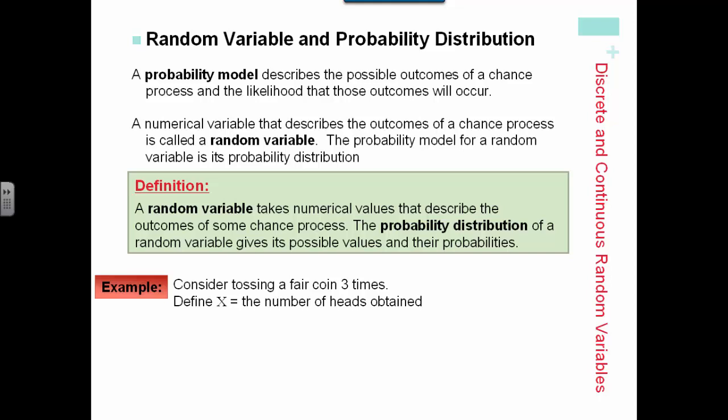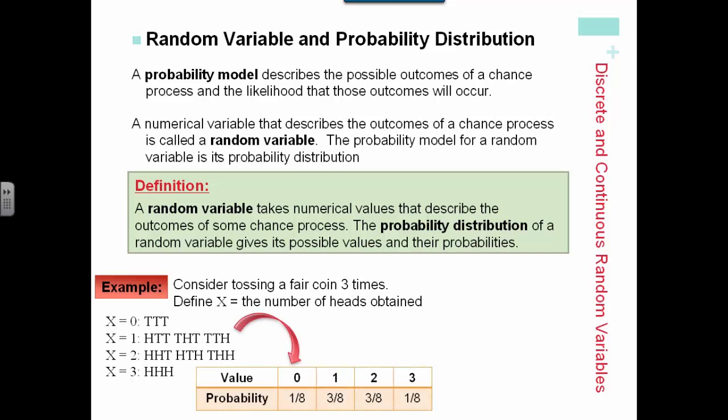Example, consider tossing a fair coin 3 times. Define X to equal the number of heads obtained. Here are the possible outcomes. The probability of 0 heads is 1 out of 8. 1 head is 3 out of 8. 2 heads would be 3 out of 8, and 3 heads would be 1 out of 8.